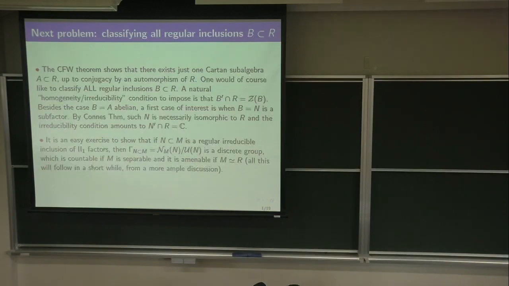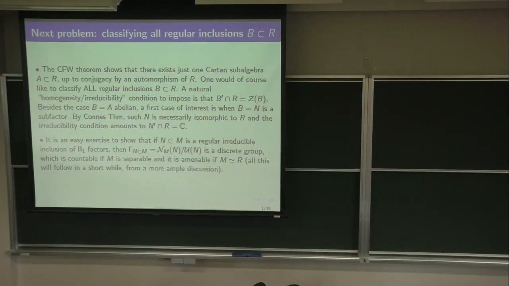And so we've already done it, of course, for the case B abelian, where this regularity condition amounts to B being a masa, and a regular masa is what we call the Cartan subalgebra. We did that, that's Connes-Feldman-Weiss.